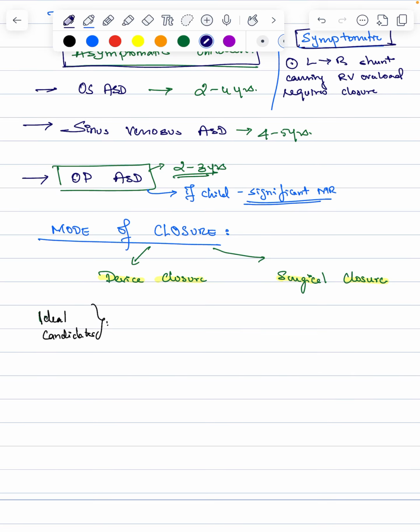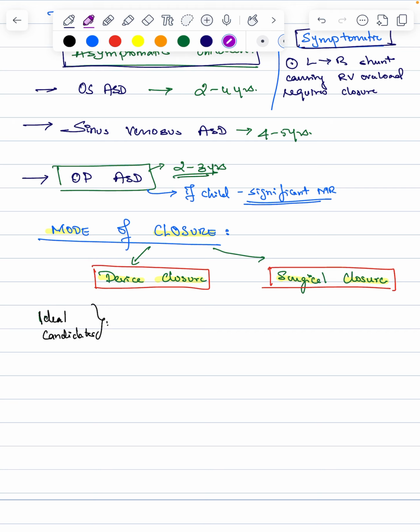Next, what are the modes of closure? You have two modes of closure. One is device closure, another one is surgical closure, right? Device closure is possible only in cases of ostium secundum ASD. So device closure is mostly feasible only in ostium secundum ASD.